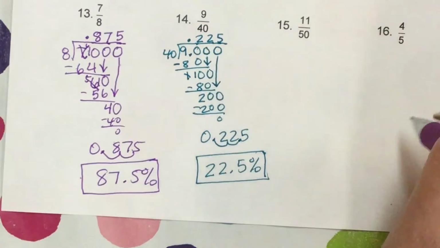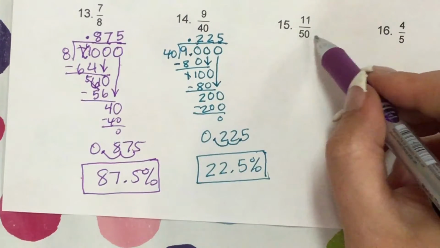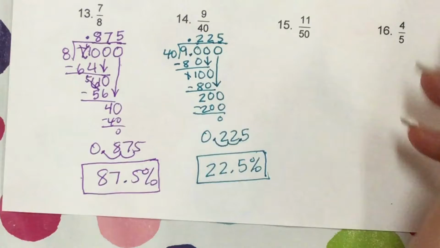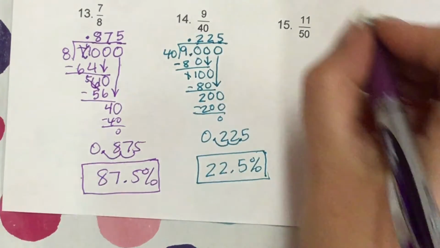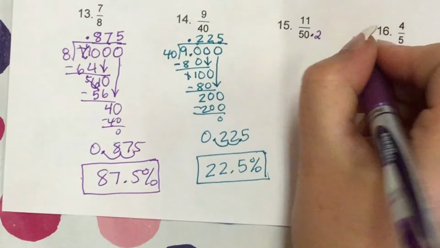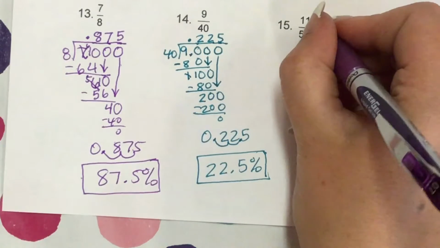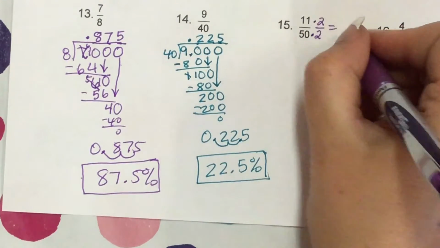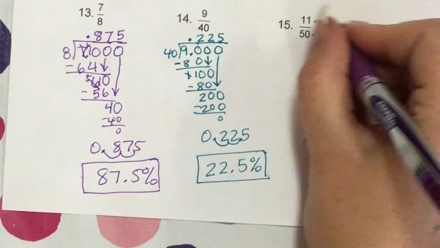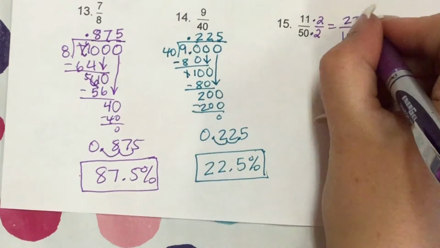We have 11 over 50. The cool thing about having it over 50 is I know it's super easy to make this into a denominator with 100. All I have to do is multiply it by 2. So whatever I do to the bottom, I'm going to do it to the top. 50 times 2 is 100. 11 times 2 is 22.